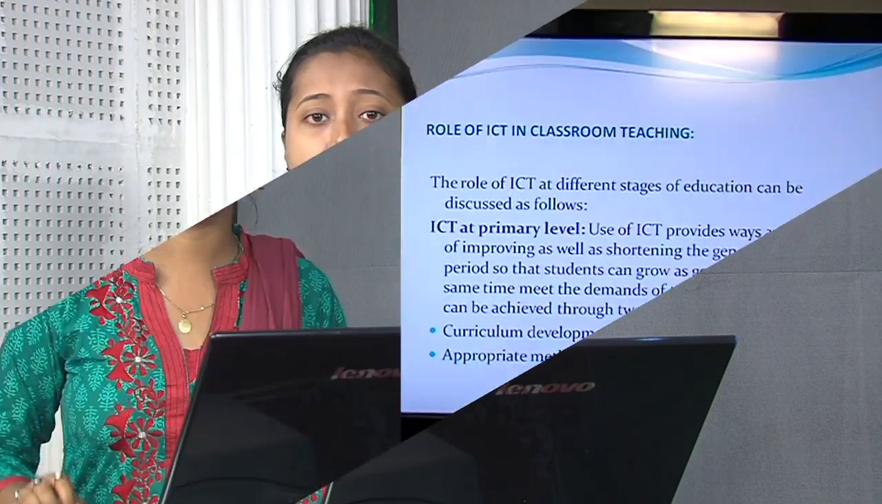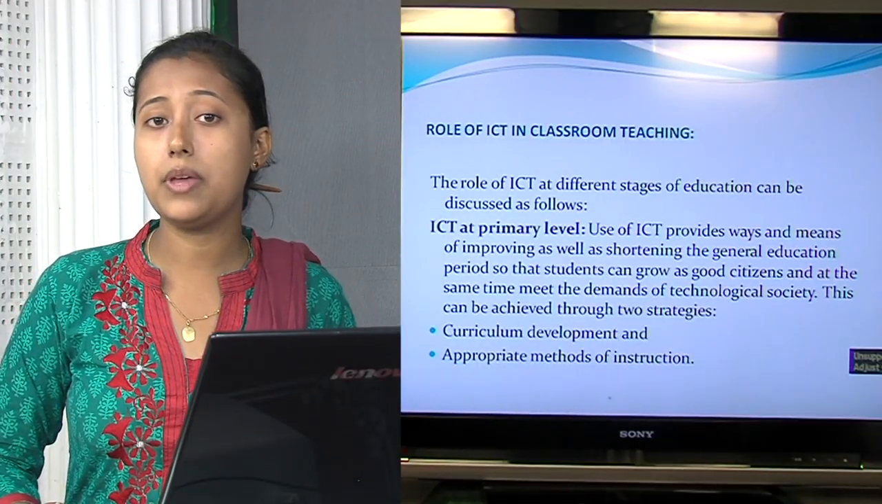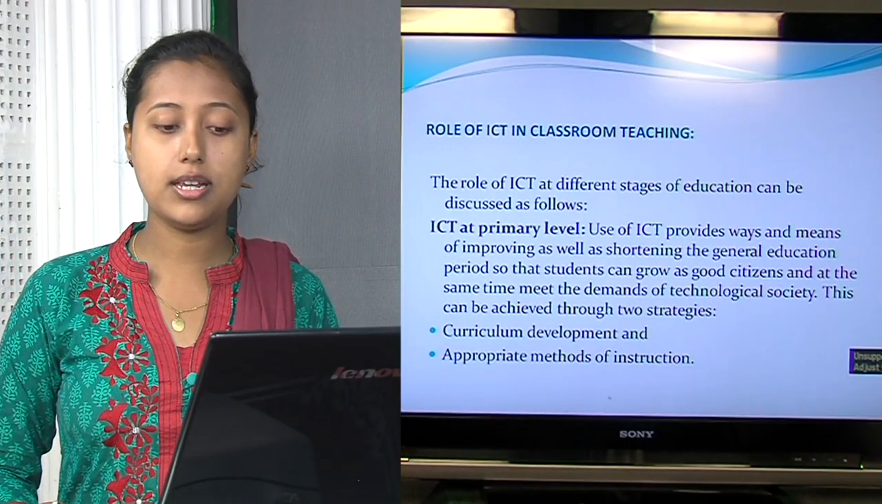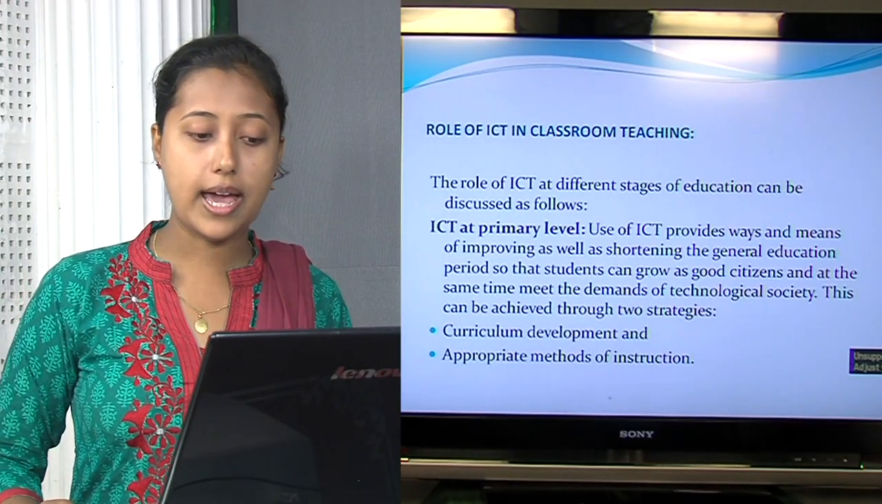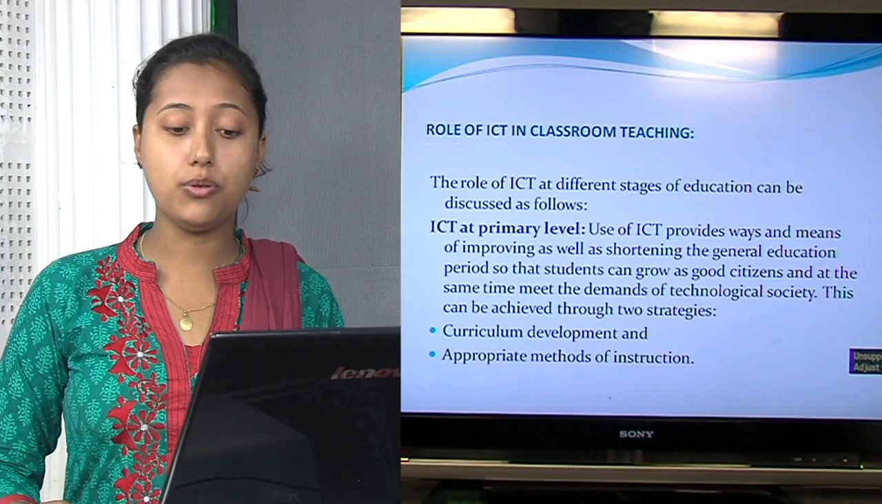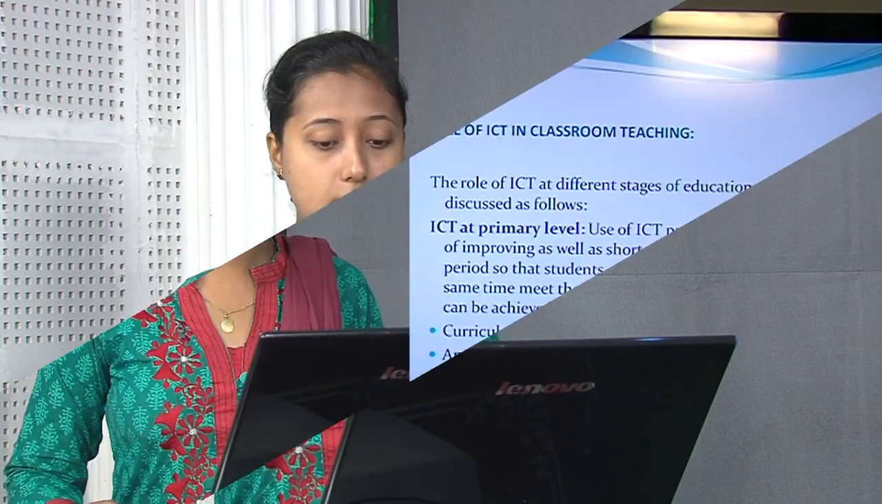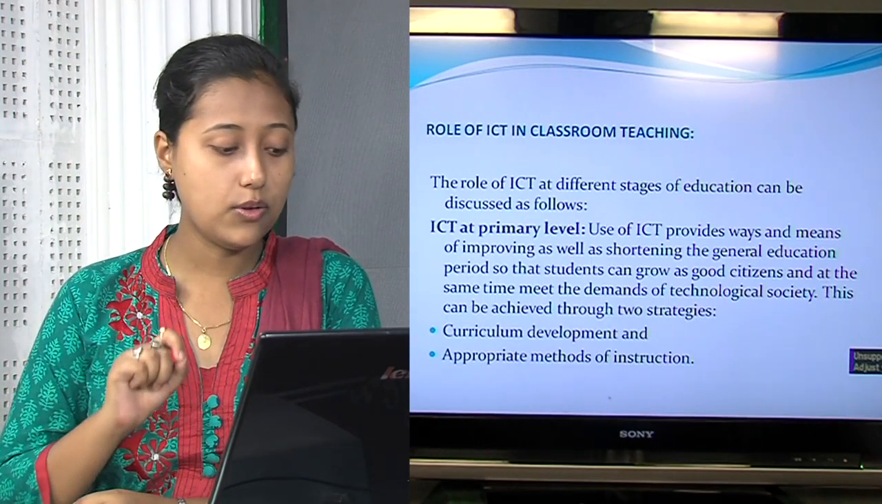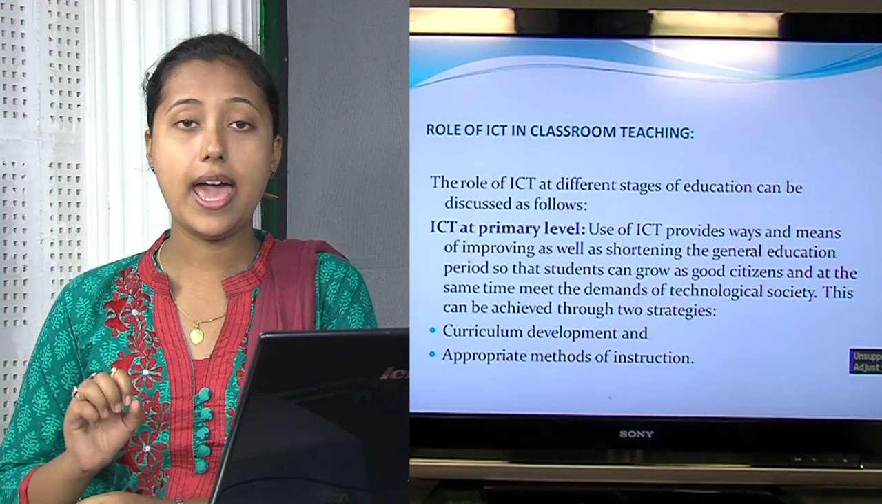First, ICT is being used right at the primary level in the present 21st century. So how is ICT being used at the primary level? The use of ICT provides ways and means of improving as well as shortening the general education period so that students can grow as good citizens and at the same time meet the demands of technological society. This can be achieved through two strategies: one is through curriculum development and another is through appropriate methods of instruction.